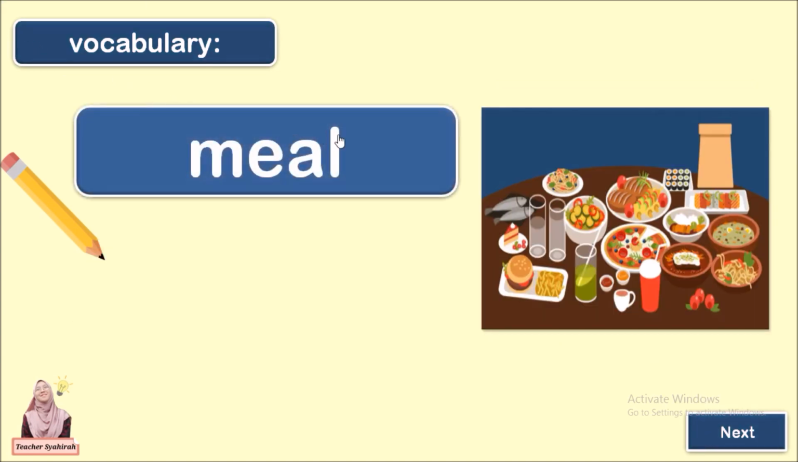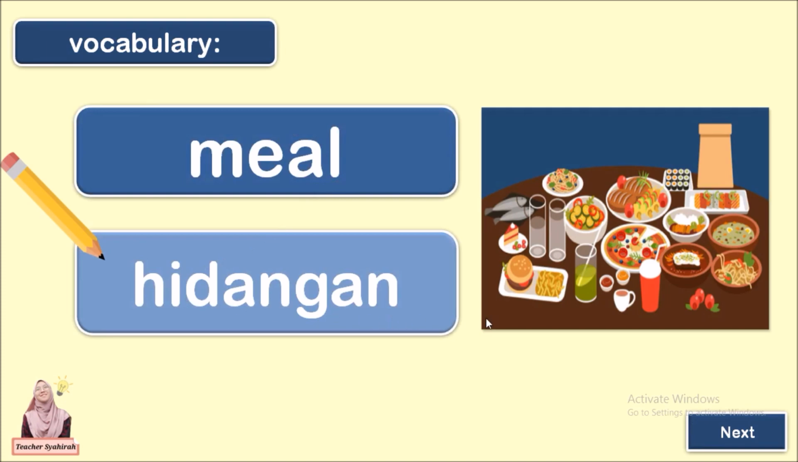Next one is meal. Say it with me, meal. So meal in Malay is hidangan. Okay, so this is meal. Meal ni dia a set of food that you eat every day. For example, those that you eat for dinner, for lunch, for breakfast. Okay, satu set makanan yang berat. Okay, kalau makanan berat ni kita panggil meal. Kalau snacks tu makanan ringan. Kalau meal ni makanan yang berat.